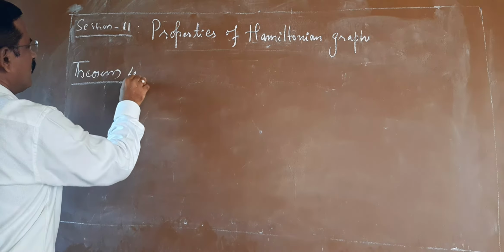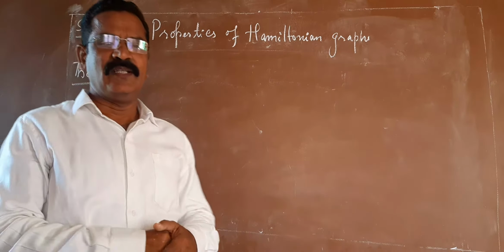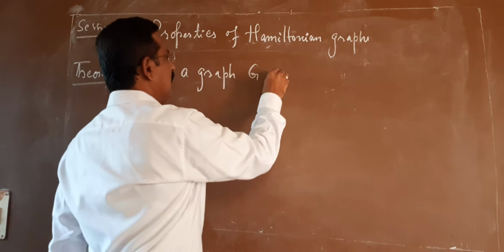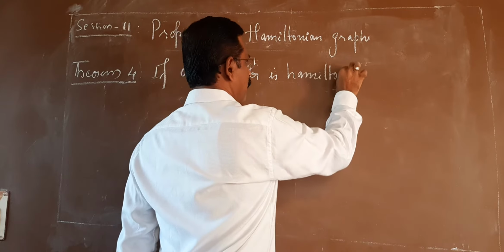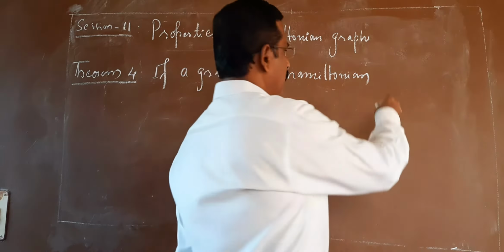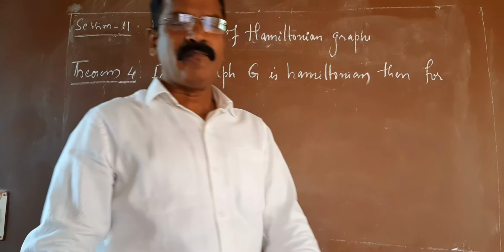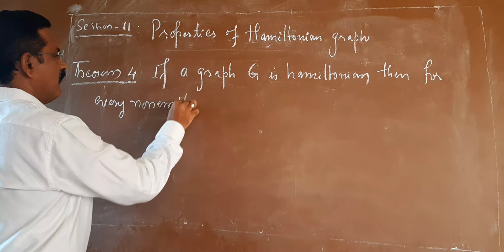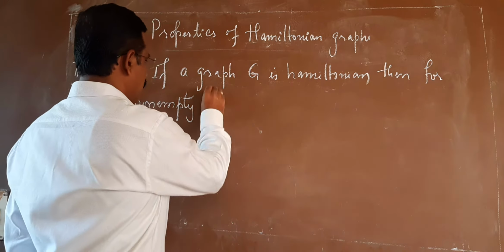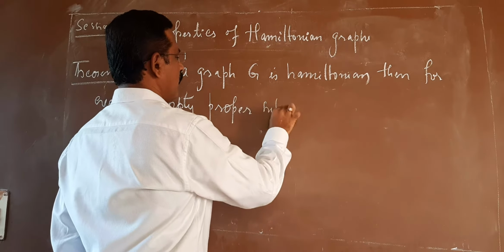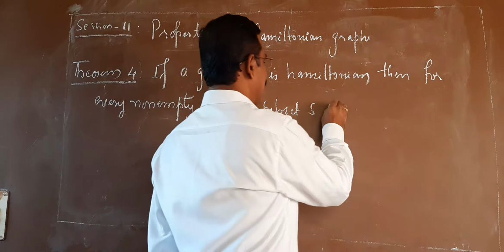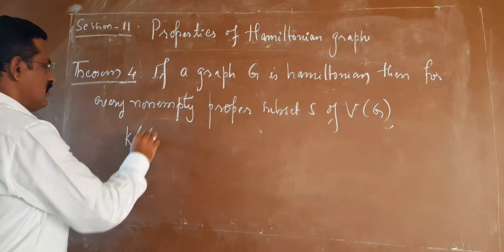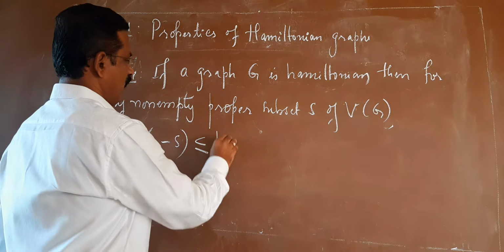One theorem. Say this is the fourth theorem, in continuation. The statement is like this: if a graph G is Hamiltonian, then for every non-empty proper subset S of the vertex set V(G), K of G minus S is less than or equal to mod S.